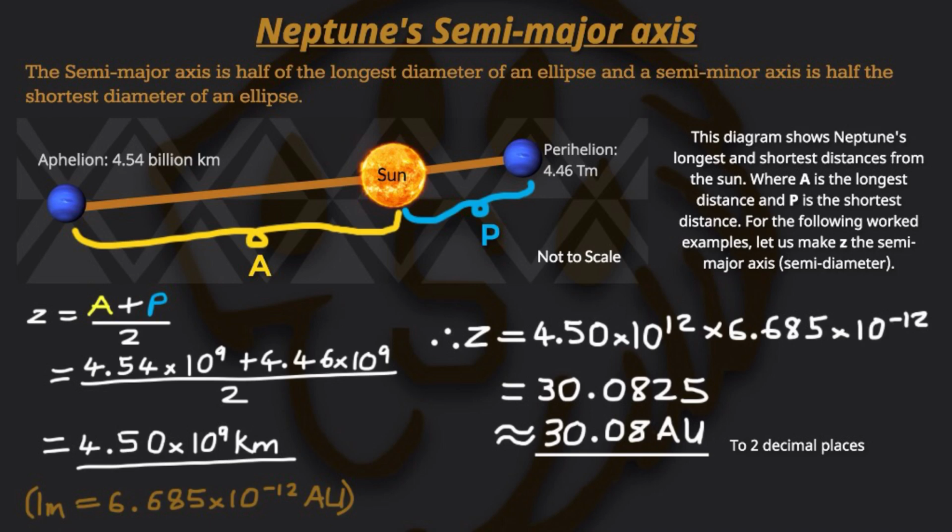And then we convert to astronomical units. We multiply like we did. Then we get our 30.0825, which is approximately equal to 30.08 astronomical units. Basically the same answer, which means we did correct calculations, which proves that we are very good mathematicians.